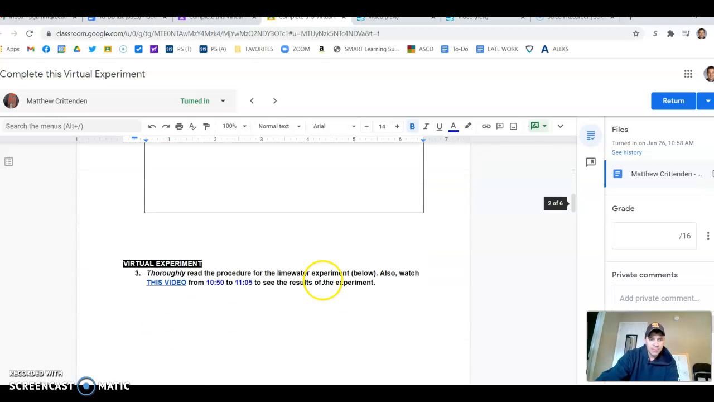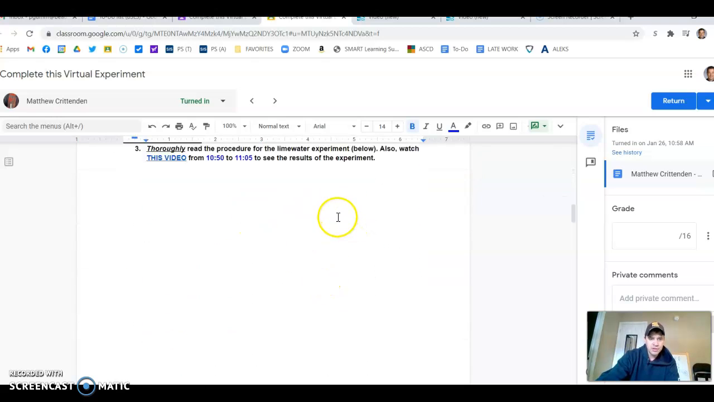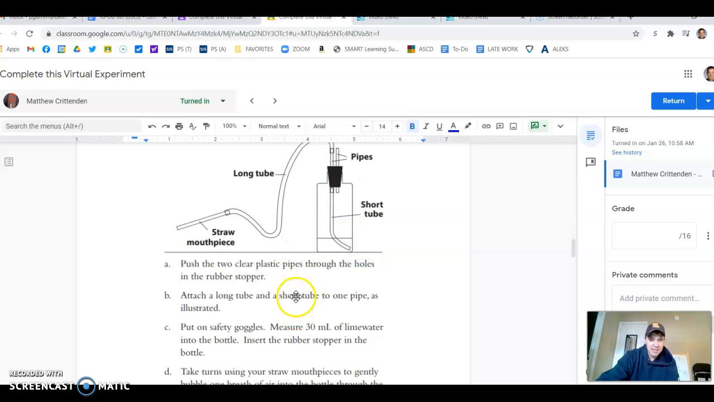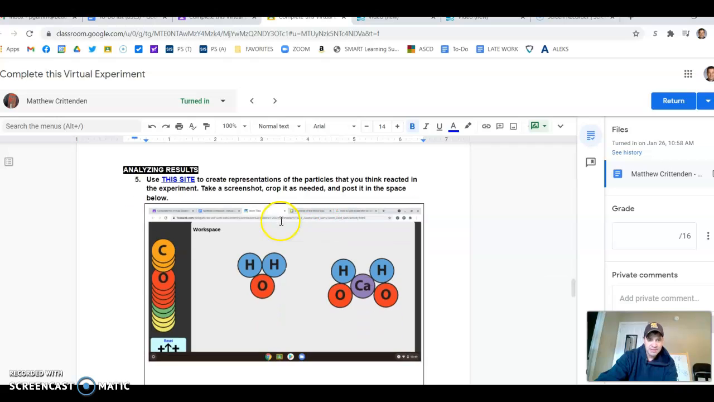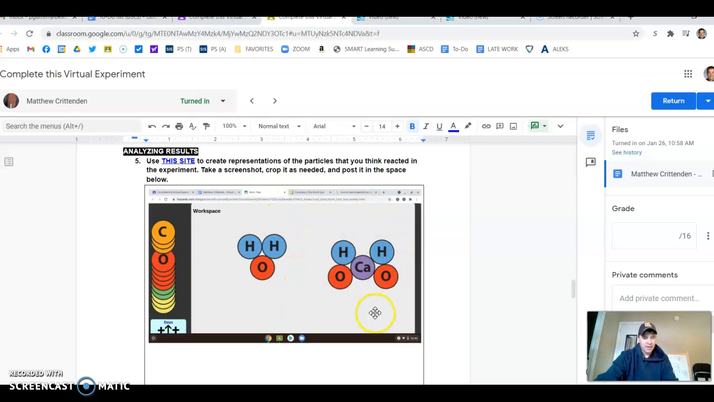Okay, so then we took that lime water, watched that virtual experiment, and showed you the setup of what that was going to look like. The chemical reaction occurred in that experiment. The starting substances were called the reactants. So what were the things that we had as our starting substances, and then what was produced? What were the products that came of it? Okay, and that's really what these next two were asking you. This is probably the closest that anybody got to answering this correctly.